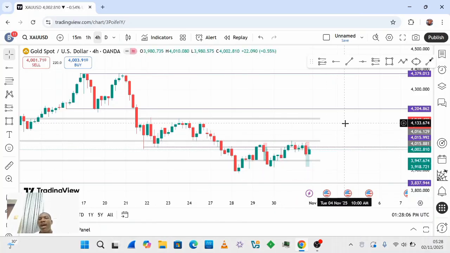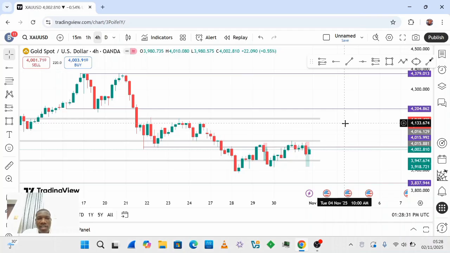So basically, I trade off of the structure of the market. I don't complicate things for myself. I just focus on the structure side of the market. I don't use indicators. All I trade is based off price action and market structure. So I don't think you need any fancy strategy to trade in the forex market.